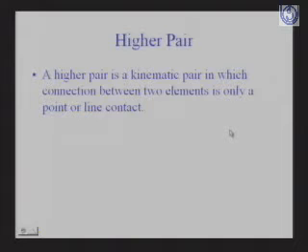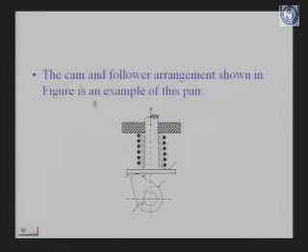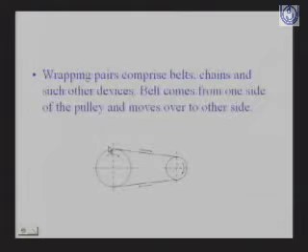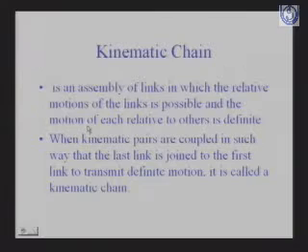Now when we define the higher pair, the contact is a point contact or a line contact, and we have the example of cam and follower. You just see this point, it is not a surface contact, but a point contact or a line contact. So here we are getting the point contact, therefore it is a higher pair. Wrapping pair comprises the belt and chain and other drives, where it goes from one side of the pulley to the other side. Such a type of pair is called the wrapping pair.